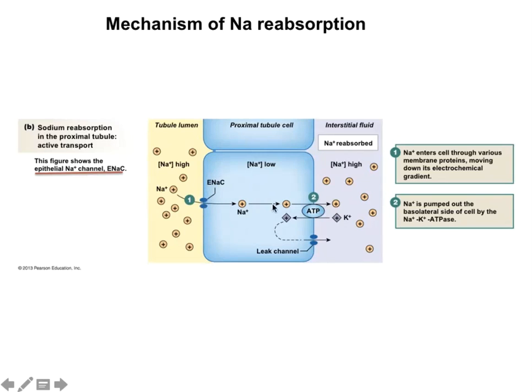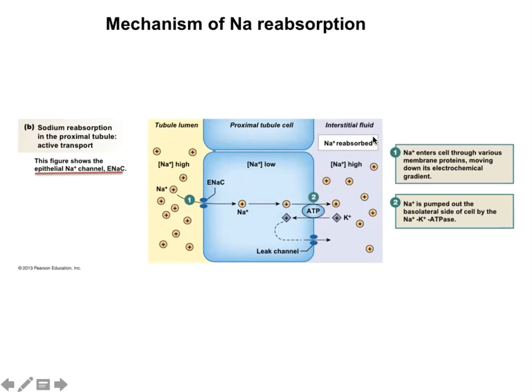And now the sodium moves into the cell. You want the sodium to move from the cell into the interstitial fluid, from low to high. You need active transport. So we put a sodium-potassium pump on the basolateral side. We use ATP as an energy source and pump sodium from low to high.